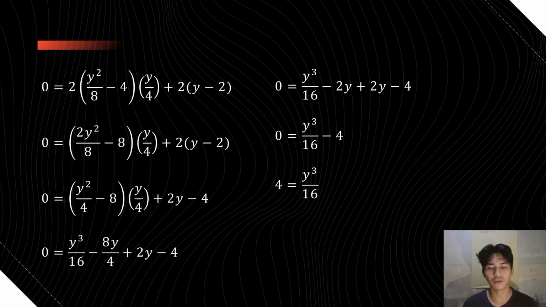So 4 times 16 will be 64 and y cubed times 1 will be y cubed. Then we take the cube root of both sides of the equation. So the cube root of y cubed equals the cube root of 64, so y is equal to 4.